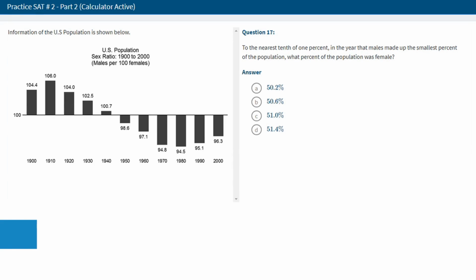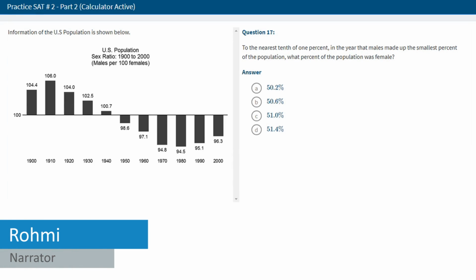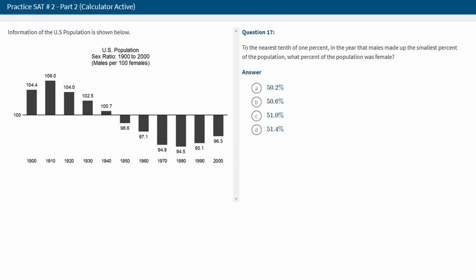We will use the information from this graph to solve the next two questions. This graph is about the US population sex ratio from 1900 to 2000. The graph shows the number of males for every 100 females, and we can see a horizontal line with the number 100 on the left side.